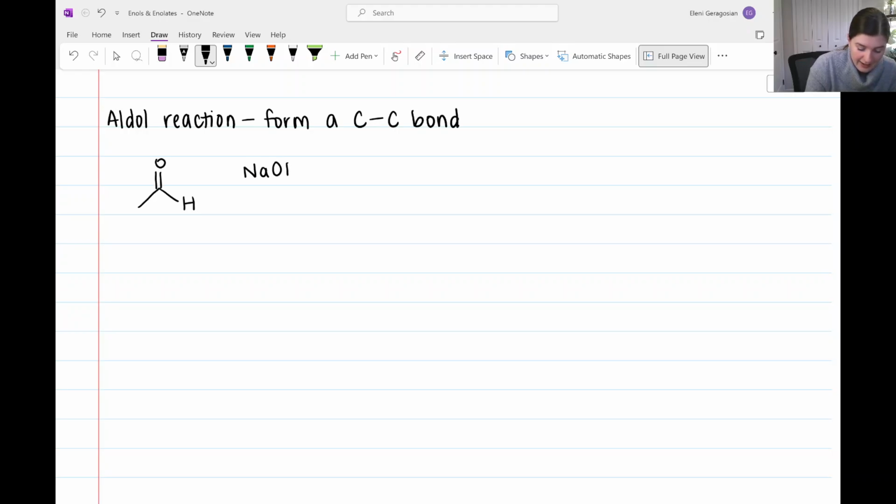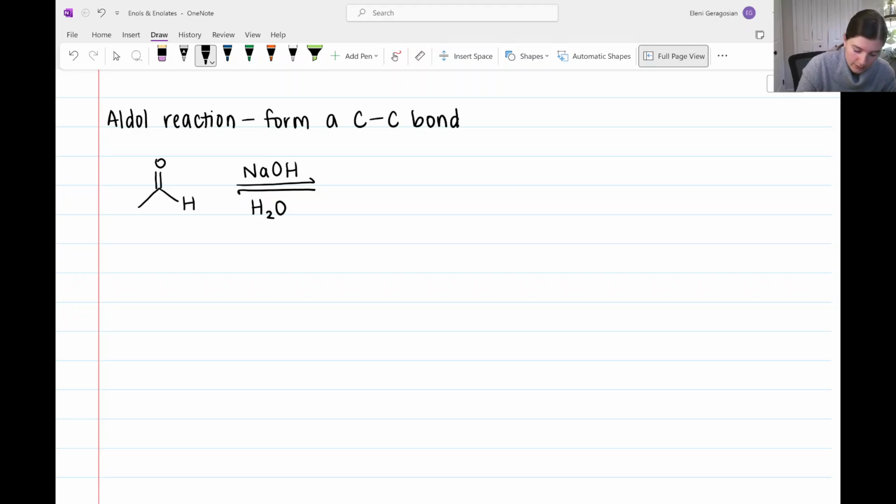And you could add acid or base. We're going to focus on the base catalyzed reaction. An example would be sodium hydroxide, and if you add this in water, you have both OH minus and H2O present.